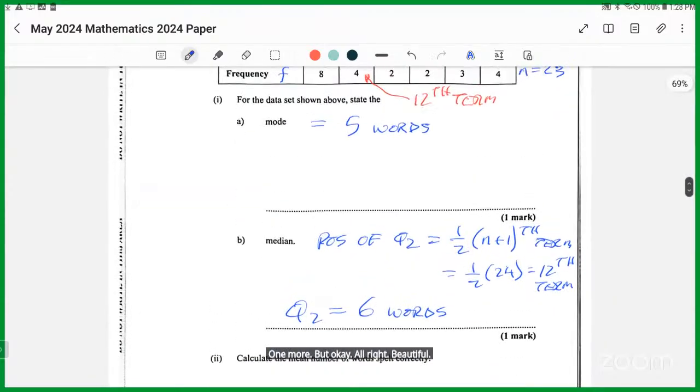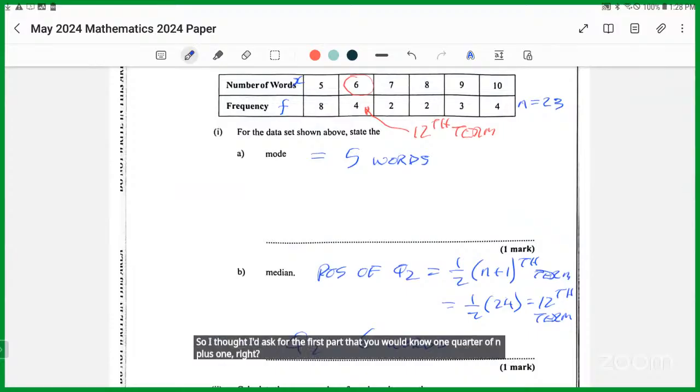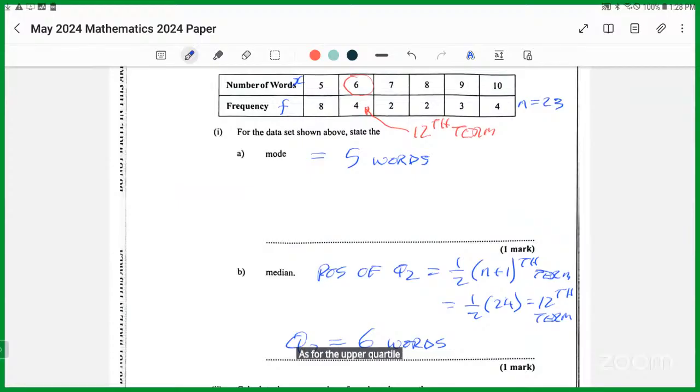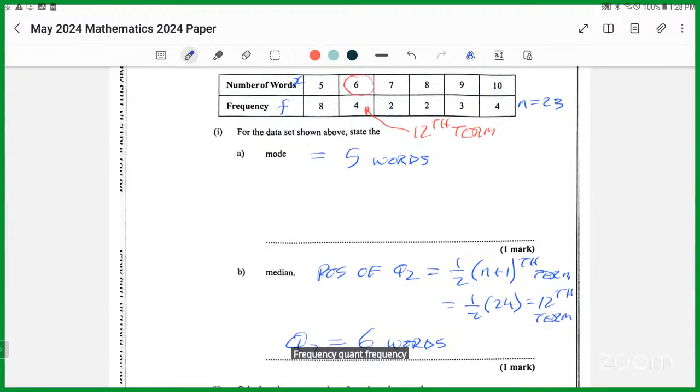So if they ask for the first quartile, you would do 1/4 of n plus 1, right? If they ask for the upper quartile, it will be 3/4 of n plus 1. That's the position of it. And you count the frequency again, same way, until you reach the value that you want. When you count the frequency, you're counting how many values you have as you go from score to score. Find the value that you want.